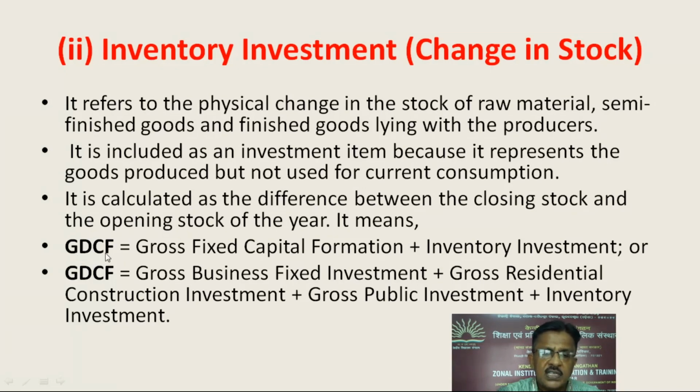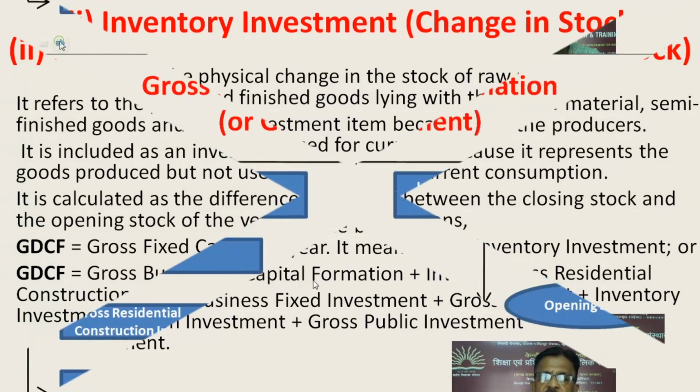It means GDCF, that is gross domestic capital formation, is equal to gross fixed capital formation, GFCF, plus inventory investment, or gross domestic capital formation is equal to gross business fixed investment plus gross residential construction investment plus gross public investment plus inventory investment. These three, gross business fixed investment, gross residential construction investment, and gross public investment, are equal to gross fixed capital formation.